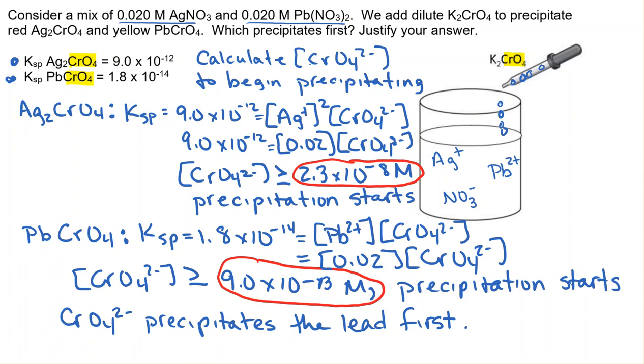So you have to go through and do both of the calculations and then compare your two values, and whichever one will begin precipitating at the lower concentration, that's the one that will precipitate first. And actually, let me finish this off and say as lead PbCrO4. Okay.